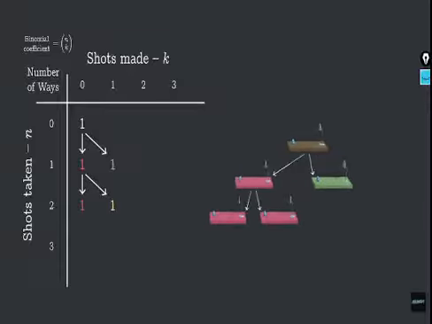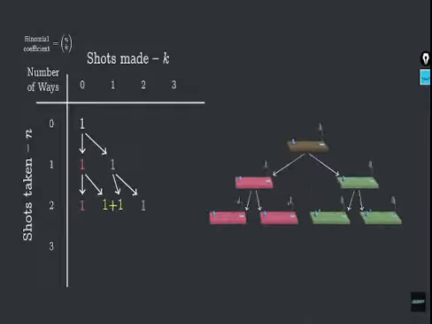For the second shot, these 2 possibilities split into 4 possibilities. 1 possible way of missing both shots, 2 possible ways of making one of the 2, and 1 way of making both. So just like before, we have this 1-2-1 pattern after 2 shots.